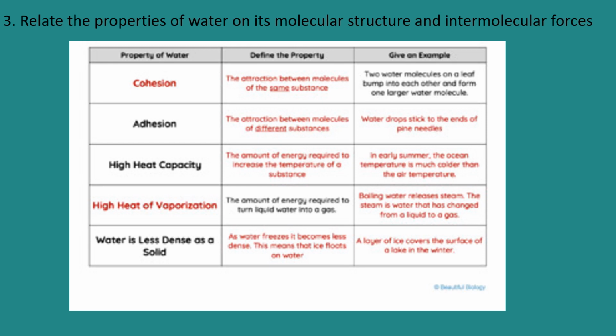And water is less dense as a solid. So as water freezes, it becomes less dense. This means that ice can float on liquid water. So a layer of ice covers the surface of a lake in the winter. In other countries with four seasons, they have the so-called winter, wherein most of the lakes in such countries are covered with ice. So ice floats on water, which is a reflection of its property, wherein water is less dense as a solid. Ice is less dense than liquid water, so it generally floats on water.